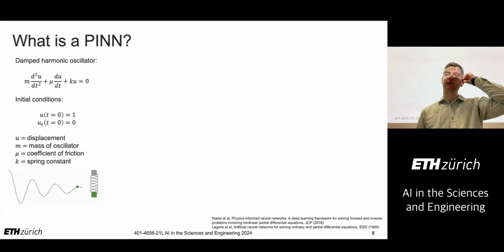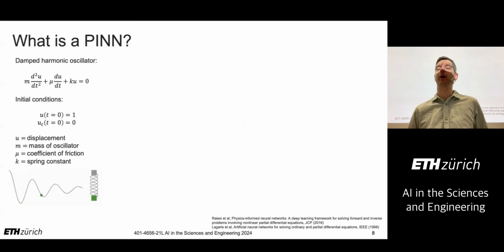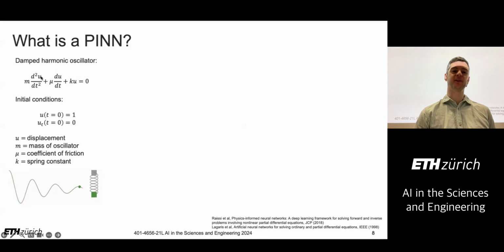So I'm going to take an even easier differential equation. This is an ordinary differential equation, and it's the equation for a damped harmonic oscillator. This is a canonical problem in physics, and it just models a mass on a spring. What is the displacement of this mass as a function of time? We know that the displacement u is a function of time and obeys this differential equation, where m is the mass of the oscillator, mu is the coefficient of friction, so it's some damping term, and k is the spring constant.